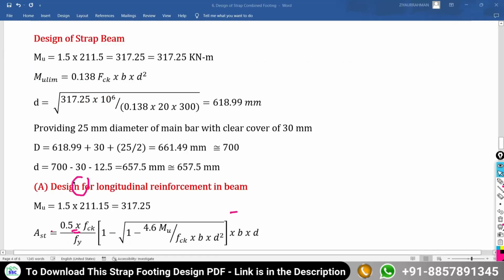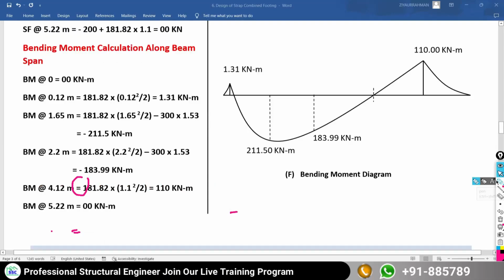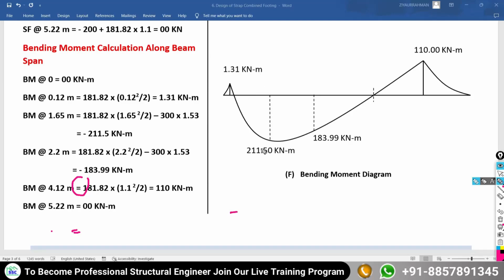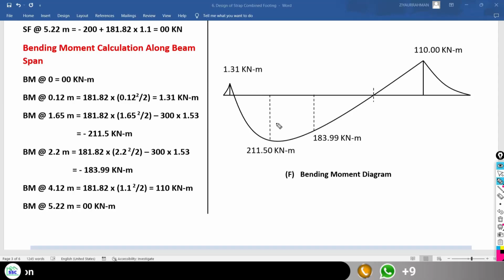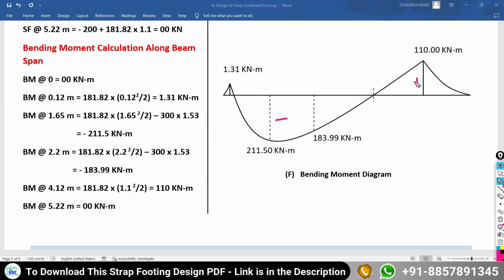Okay. So further, we have to find out the reinforcement required along the longitudinal direction of the beam. So how can you calculate the reinforcement? Actually, we have to use these moments to find out the area of reinforcement required along the longitudinal direction of the beam or along the span of the beam, the main reinforcement. Okay, so first of all, here it is the negative moment, and under the columns they are positive moments. So these are the negative moments.